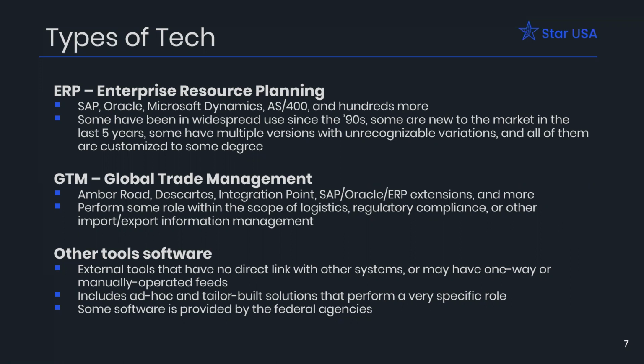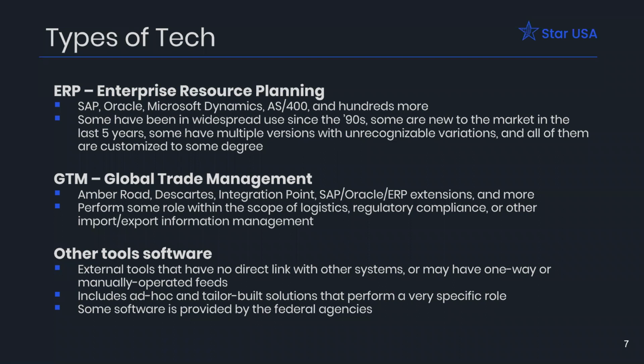The external tools that exist out there on the web or that are just separate from your own internal systems, they may directly link with your systems. They may have a one-way or a manually operated feed to transfer information back and forth. And there are also a lot of ad hoc and tailor-built solutions that perform very specific roles depending on your company's need. And then there are some tools out there that are provided by federal agencies, which we'll talk about a little bit more later on.